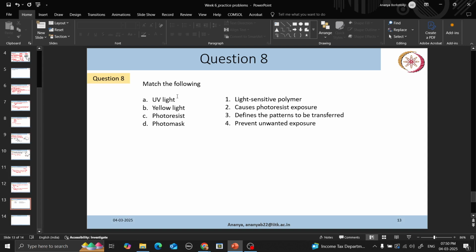What resonates more with A, UV light? I can tell you one answer: it causes photoresist exposure, so A matches with 2. That's how you can tell me what matches with B and C and D. The rest are in the table. Okay, you can tell me the answer.